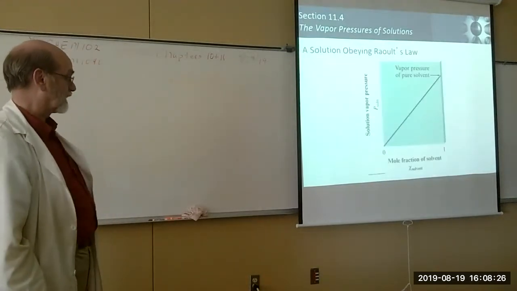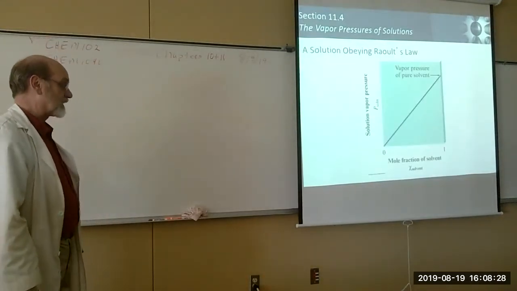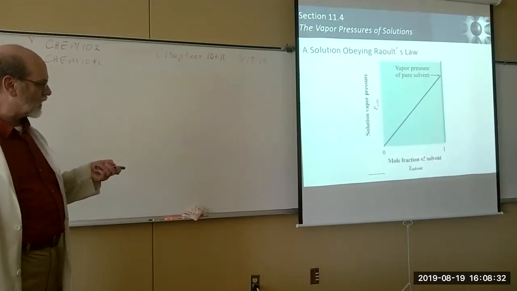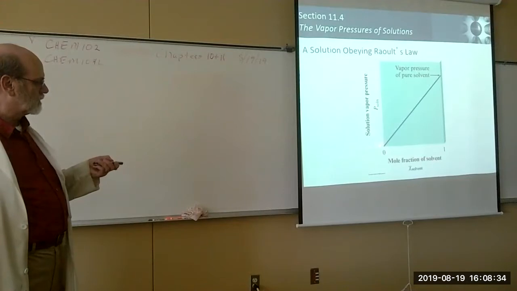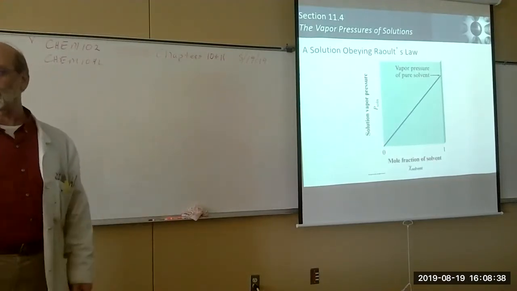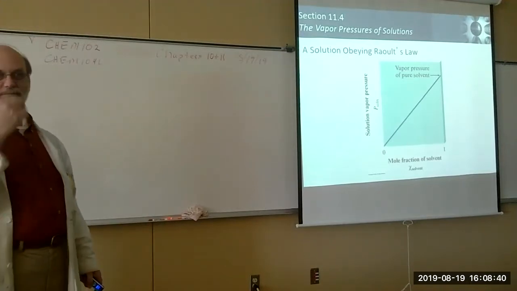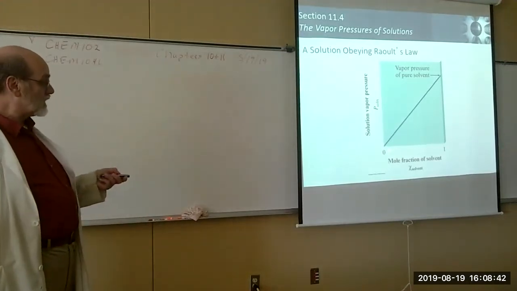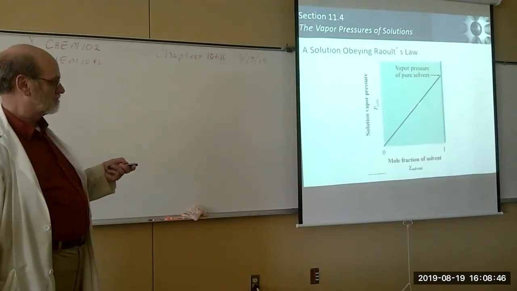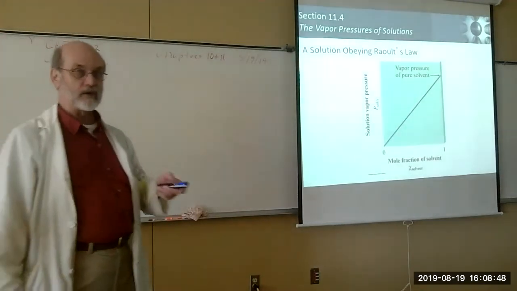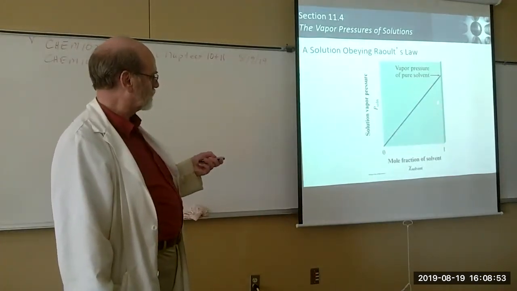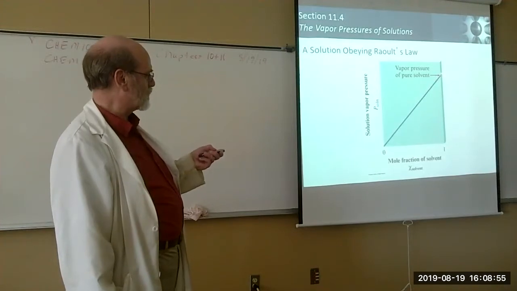In fact, it's a linear relationship. So if the mole fraction of the solvent is 0, there's no solvent there, so you don't get any pressure, right? So as you increase the amount of solvent, vapor pressure increases. If it's ideal, it's a linear progression until it's pure. And then this is the vapor pressure of the pure solvent.